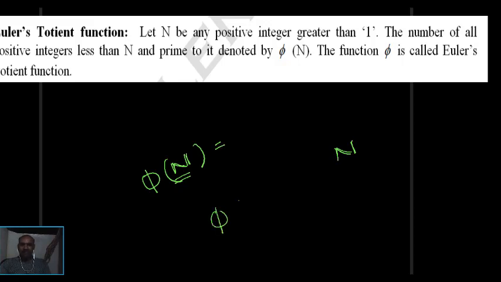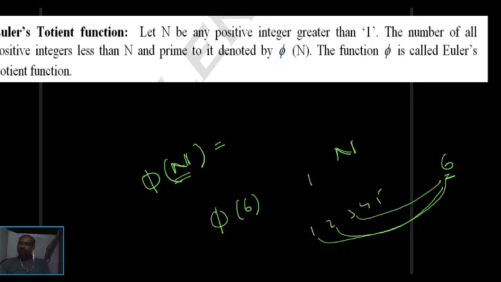Somebody will ask, what is phi of 6? It means below 6 you take all the natural numbers: 1, 2, 3, 4, 5. So how many of them are co-prime to 6? 1 and 6 are co-prime, one countable number. 2 and 6 are not co-prime. 3 and 6 are not co-prime. 4 and 6 are not co-prime. But 5 and 6 are co-prime. So 2 are there. I can say that phi of 6 is 2.